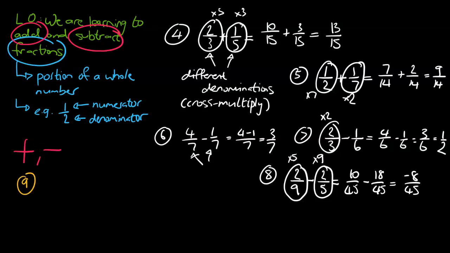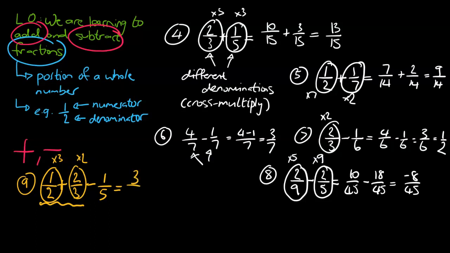Scenario number 9, I've changed the yellow pens. Let's say we've got 1 over 2 plus 2 over 3, and then we're going to subtract 1 over 5. So we've got 3 parts to that. And the approach I like to use, I'm just going to focus on the first pair, and then I'll worry about that last bit afterwards. Let's focus on the 1/2 plus 2/3. So what we're going to do here, we're just going to times that by 3 and times that by 2. So we're doing that cross multiplying.